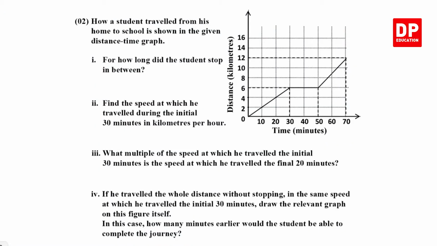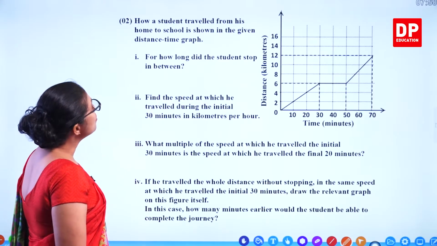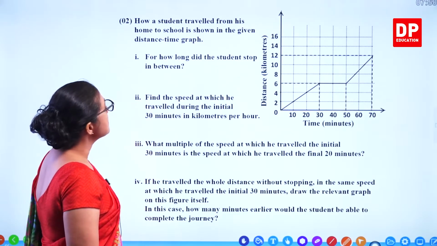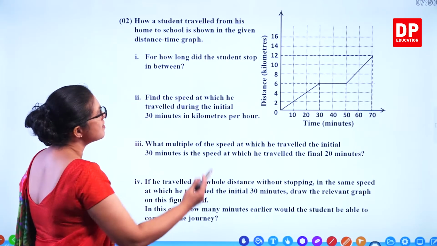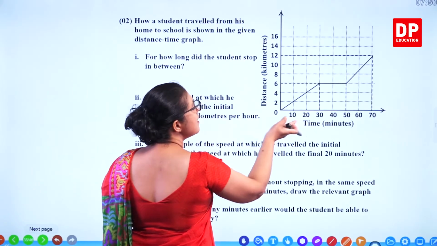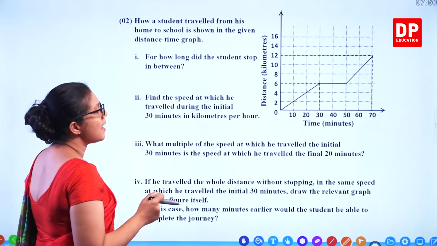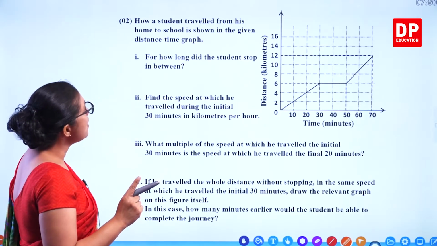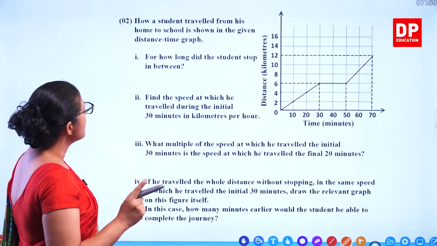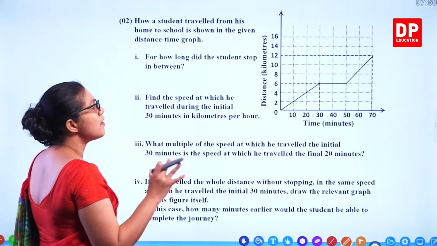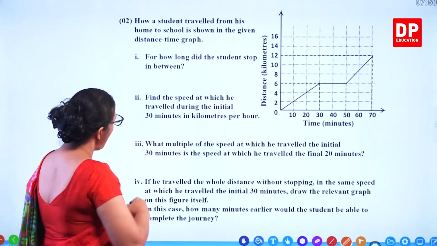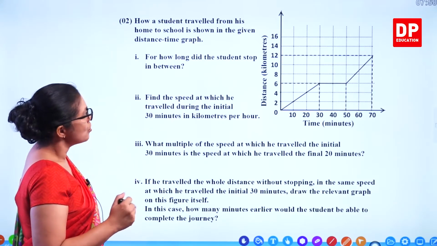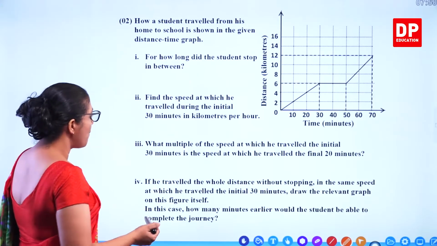Now take the question number 2. How a student travelled from his home to school is shown in the given distance time graph. So this is distance on the y-axis and time is given on the x-axis. For how long did the student stop in between and find the speed? So you have to refer to the graph and answer these questions. So you get 4 parts in this question. So let's do step by step.